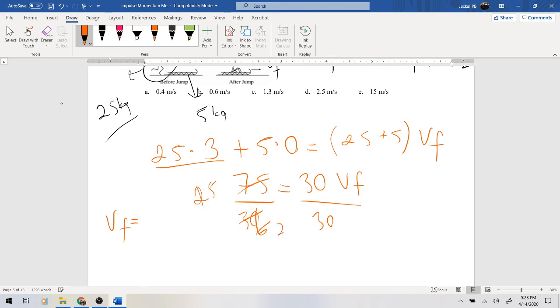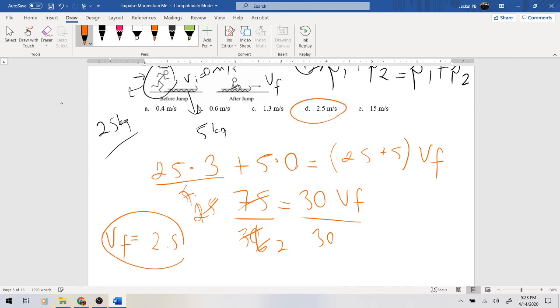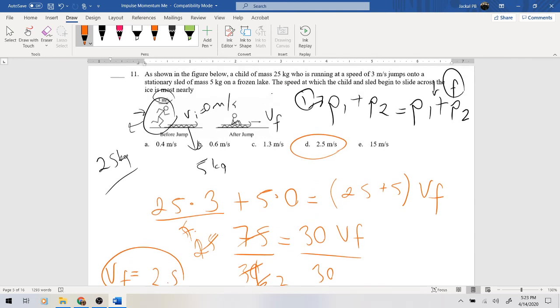75 divided by 30, 2.5. Did I do it right? Yep. So the final velocity will be 2.5.